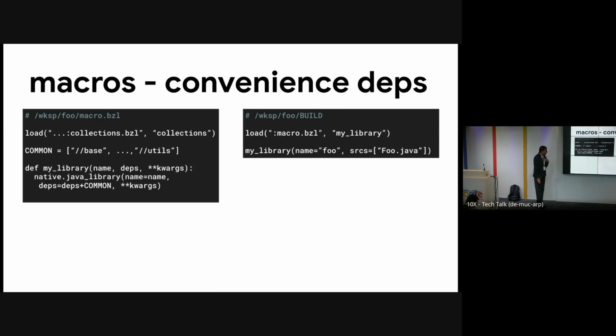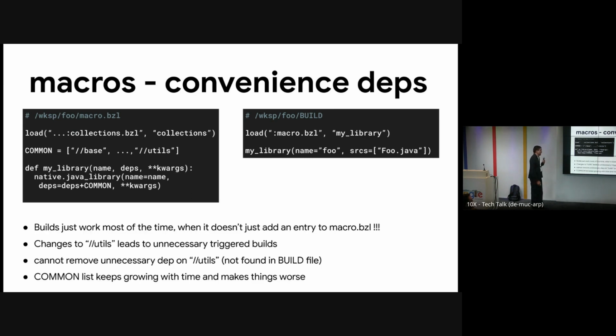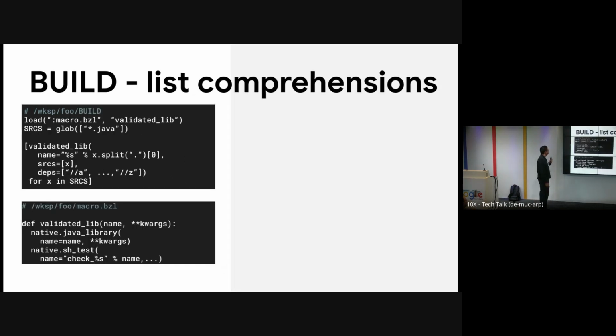Macros. Don't add convenience steps, right? You can have a my library with sources equal to foo, and your macro is trying to be helpful and says, you know what? I know you don't want to keep typing these dependencies over and over again, so I'll add this whole list of things just in case you need them. The problem is that my tool can tell you that, okay, you don't need utils, but I go look at the build file, I don't see a utils to remove. So there's nothing I can do. Right? So this leads to more unnecessary dependencies, which, as we know, is bad.